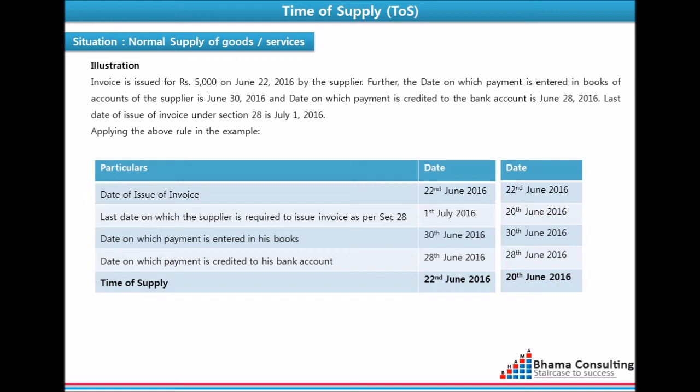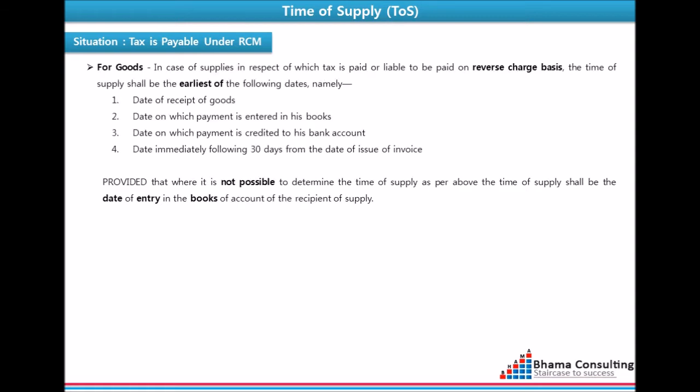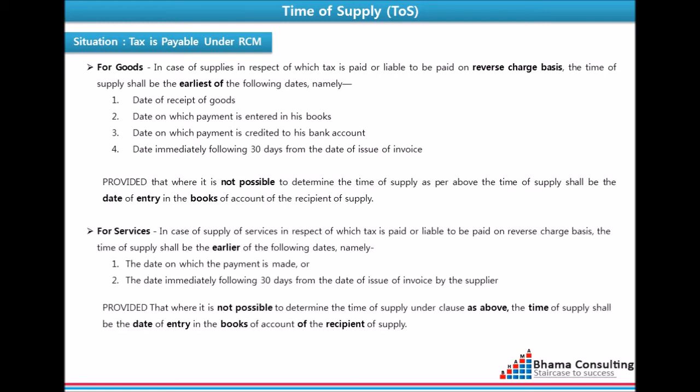We now discuss time of supply of supplies on which tax is payable under reverse charge. The time of supply shall be the earliest of: 1. Date of receipt of goods. 2. Date on which payment is entered in his books. 3. Date on which payment is credited to his bank account. Or 4th, date immediately following 30 days from the date of issue of invoice.